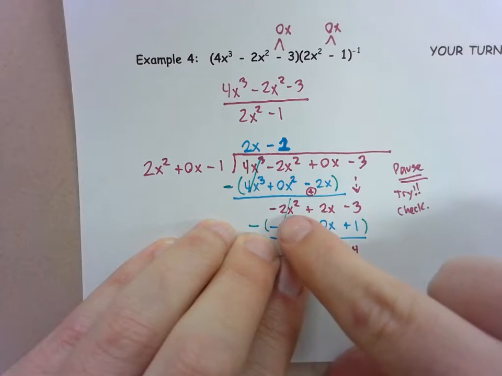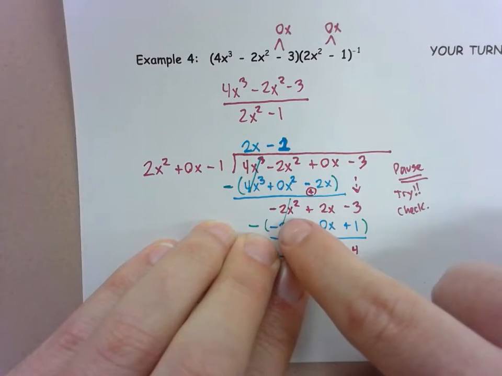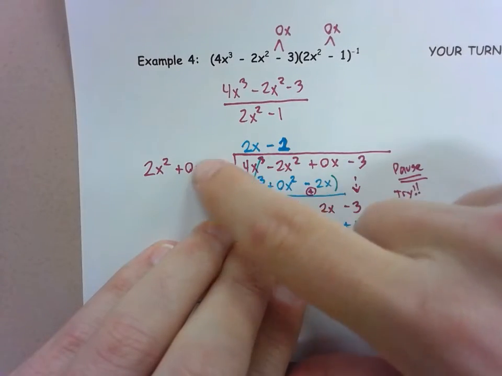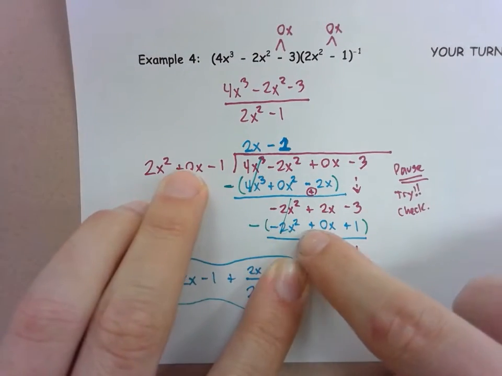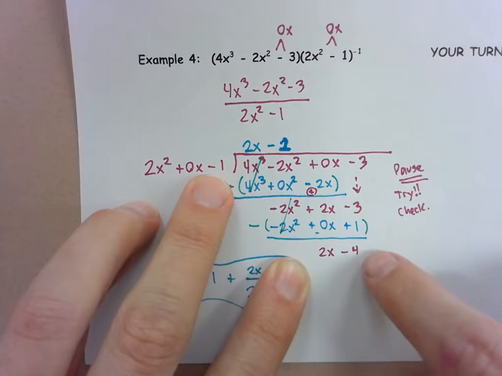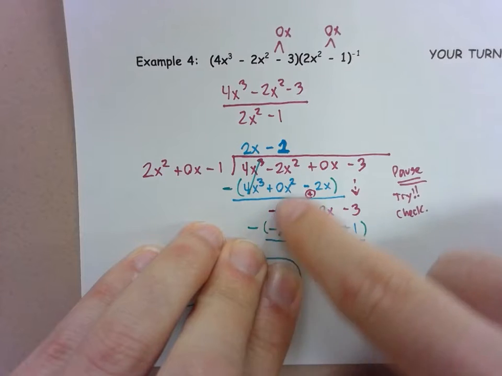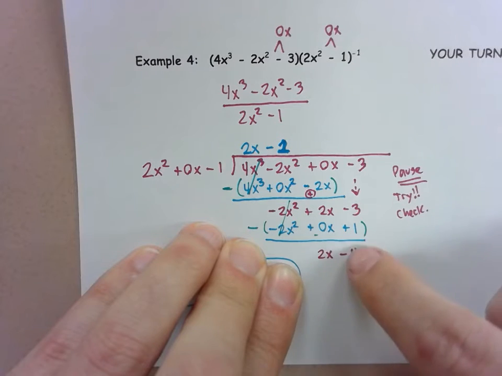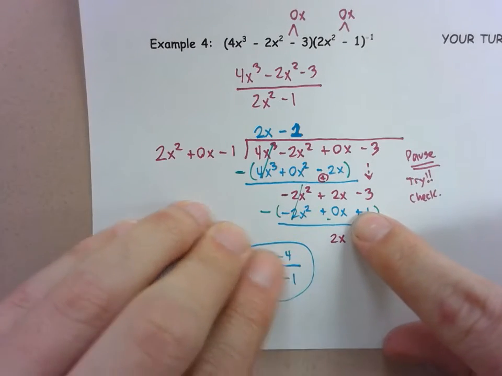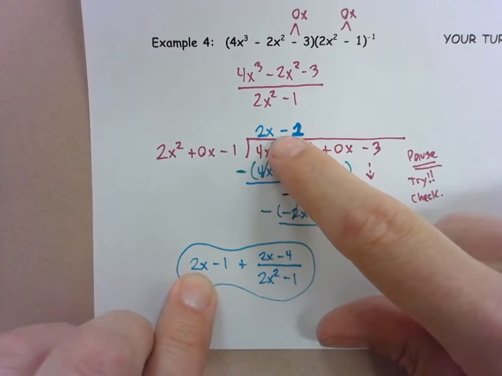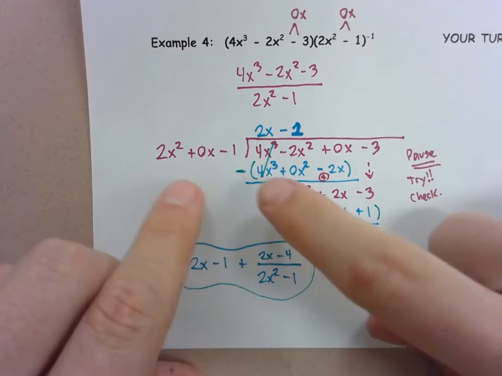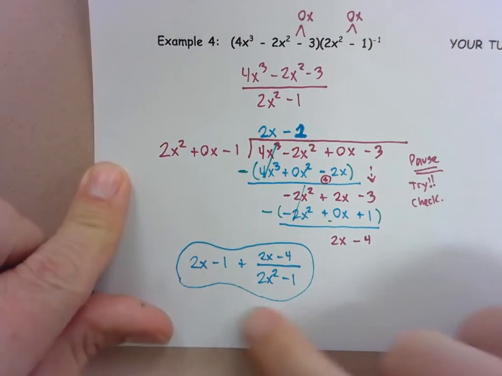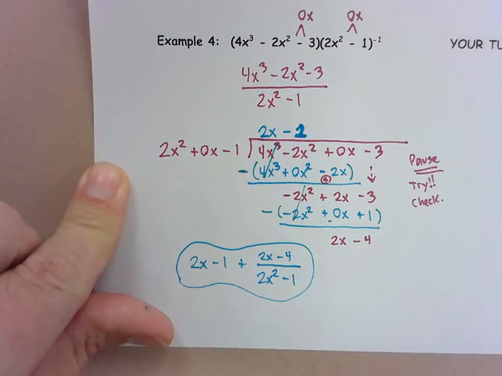Let me do it one more time. What times 2x squared is going to get you negative 2x squared? And that's really just going to be negative 1. So making everything negative, negative 2x squared, 0 times anything is 0. Negative 1 times negative 1 is positive 1. These cancel out. This is 2x, and that's minusing 1, so negative 3 minus 1 is negative 4. That's your remainder. So your final answer, 2x minus 1 plus 2x minus 4 over 2x squared minus 1. I did not write the 0x in my final answer. So this would be the final answer on this problem.